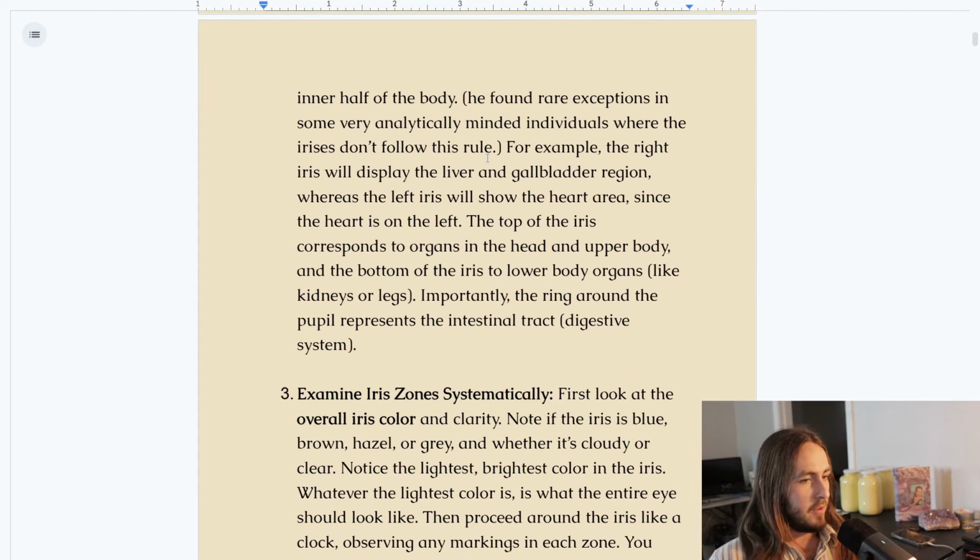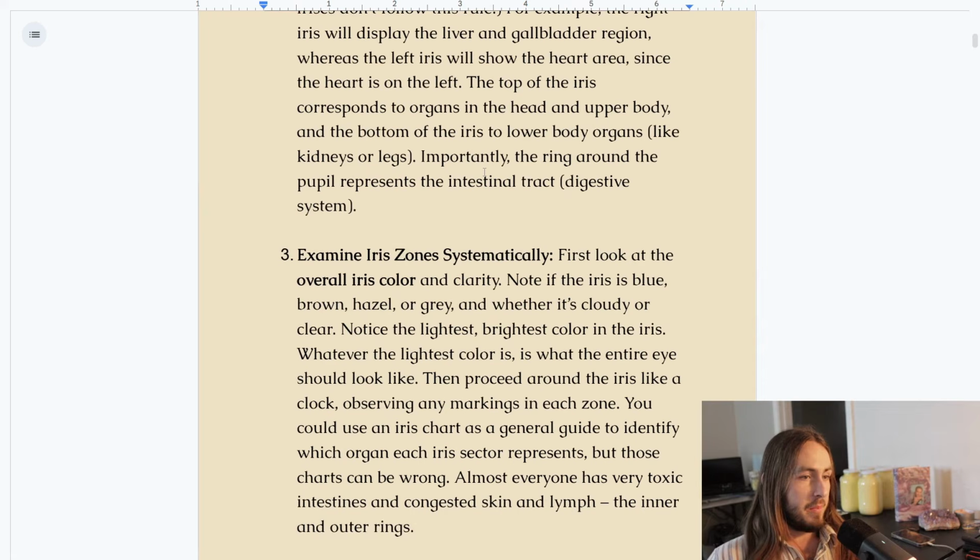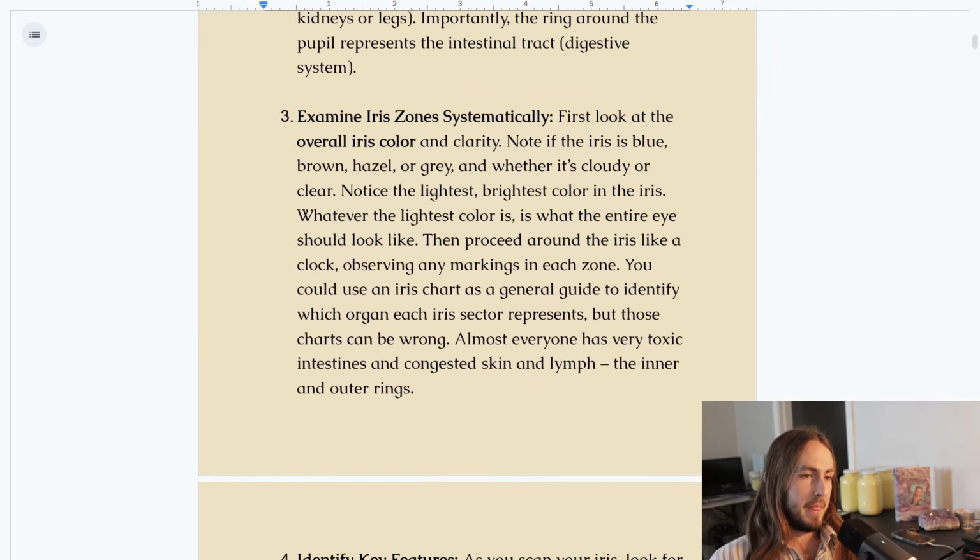So, for a normal person, the right iris will show the liver and gallbladder, whereas the left iris will show the heart area, since the heart is on the left. The top of the iris shows the organs in the head and the upper body, and the bottom shows the lower organs like kidneys or the legs. Importantly, the ring around the pupil shows the intestinal tract, and the ring on the very outside shows your skin and lymphatic system.